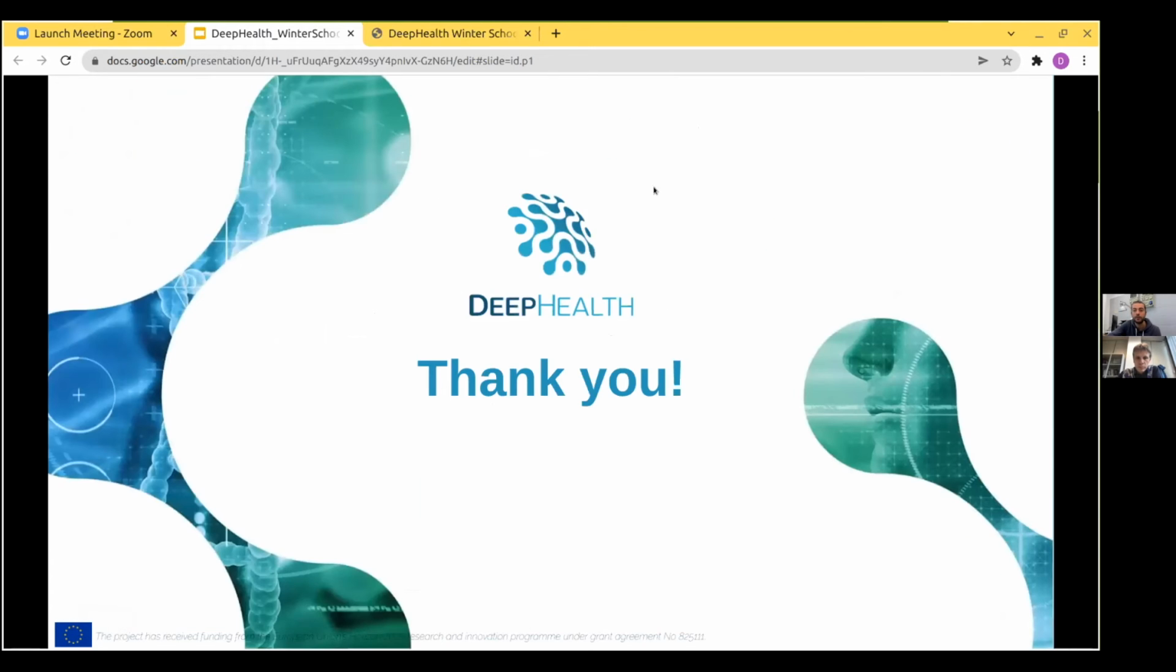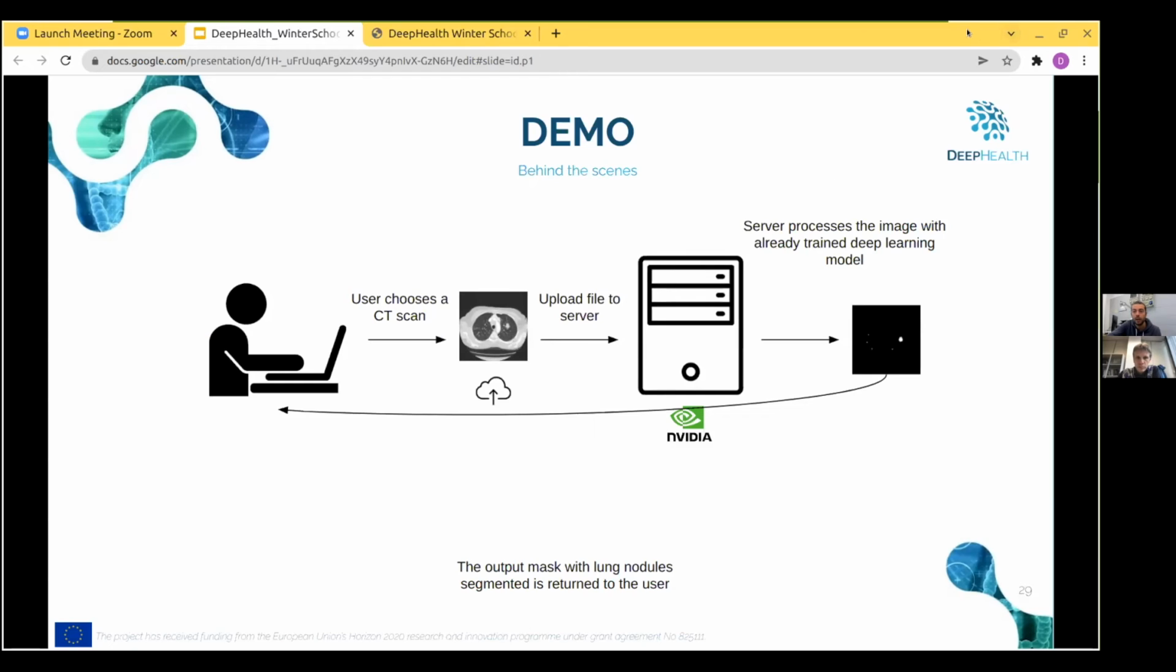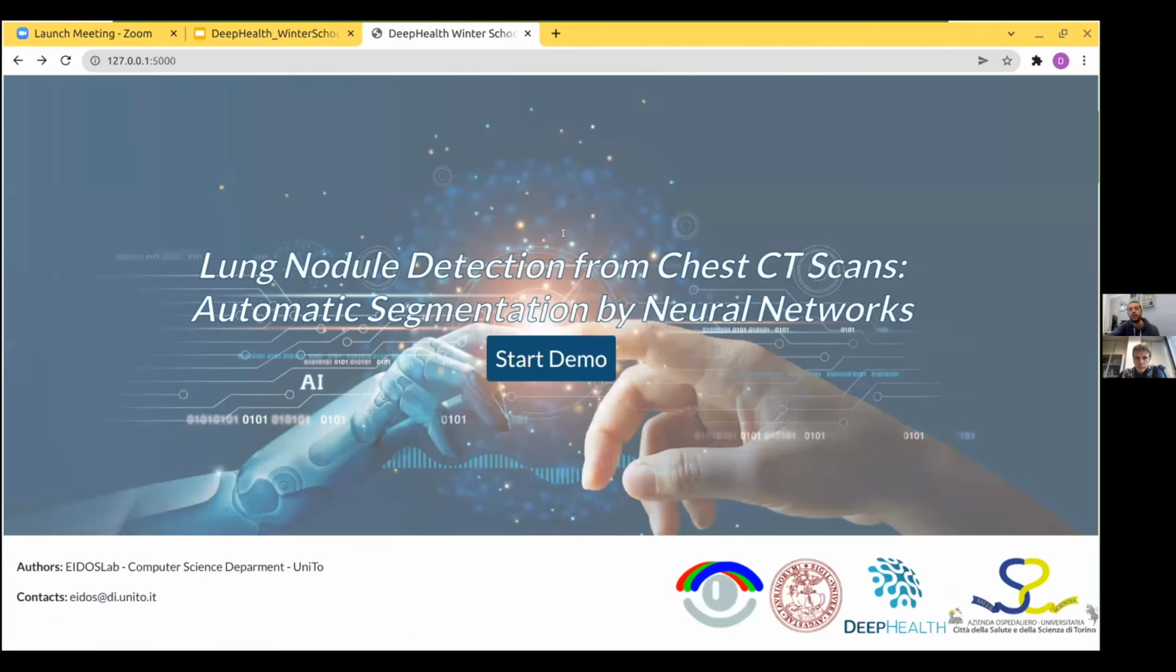So, I have just a problem because the screen sharing is not letting me reach the demo.